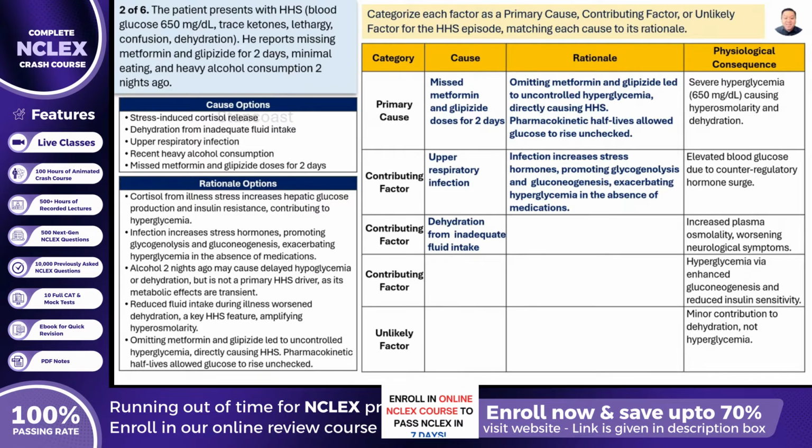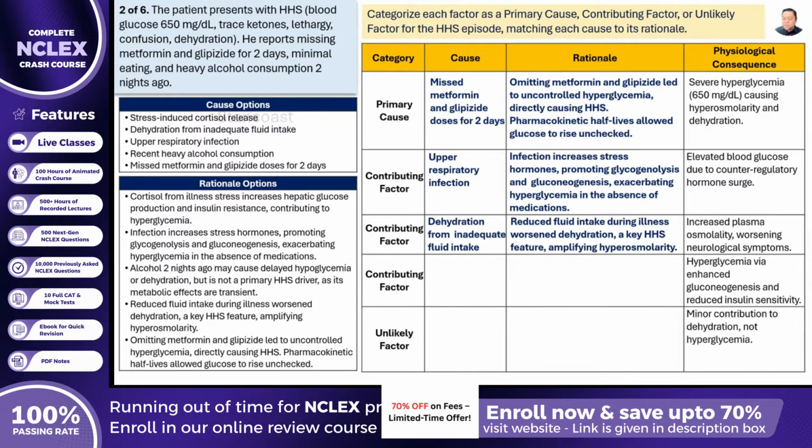The patient did not take in enough fluids when he was sick, and the rationale says: reduced fluid intake during illness worsened dehydration, a key HHS feature amplifying hyperosmolarity. Now, when there is high blood sugar, the body is already losing a lot of fluid through rapid or excessive urination, and the patient not drinking enough on top of that makes the dehydration worse.